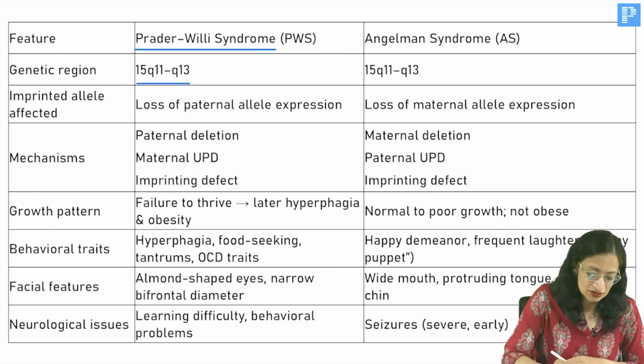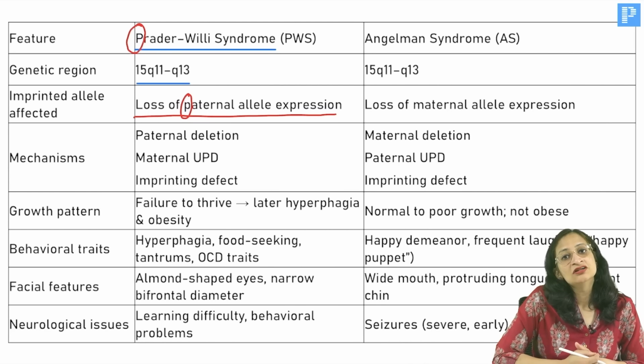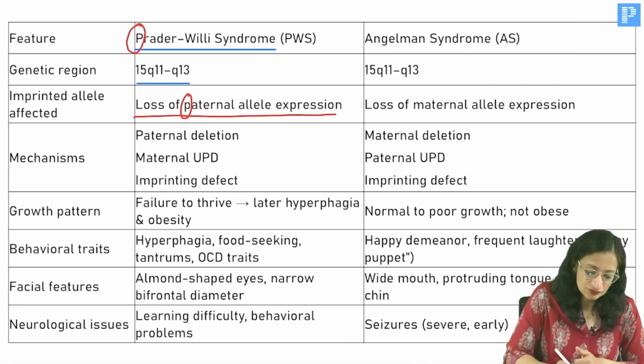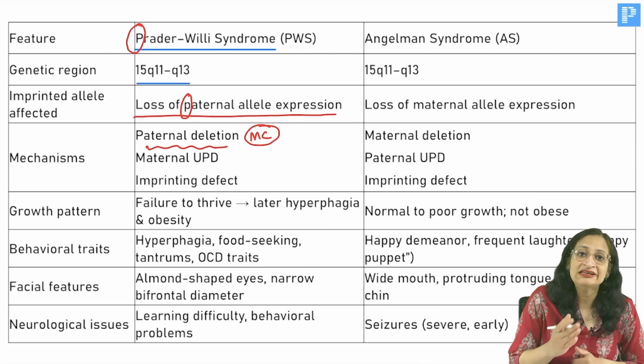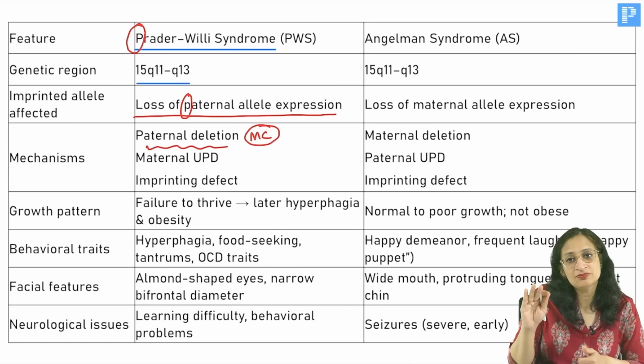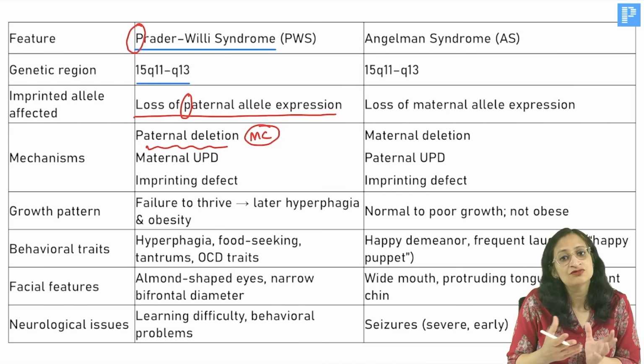So, Prader-Willi is basically due to, in any reason, if there is a loss of paternal gene expression, it will cause Prader-Willi. Now, this loss of paternal gene expression could be due to paternal gene deletion, which is the most common mechanism responsible. It could be due to maternal uniparental disomy. That means the paternal copy is not there and both the copies of that gene are coming from the mother.